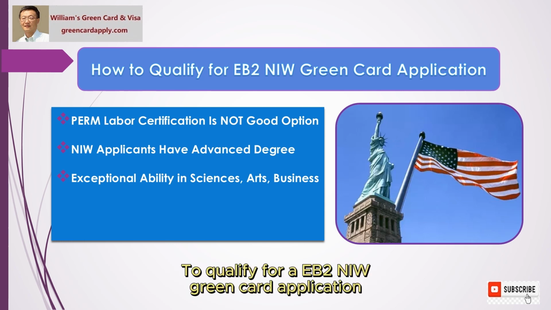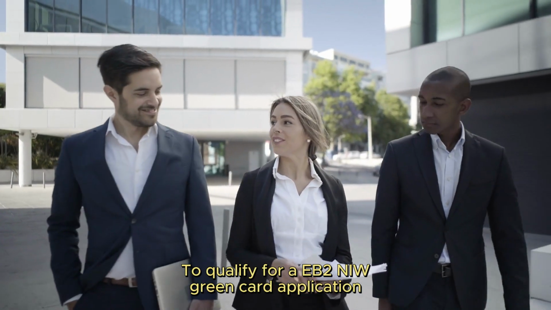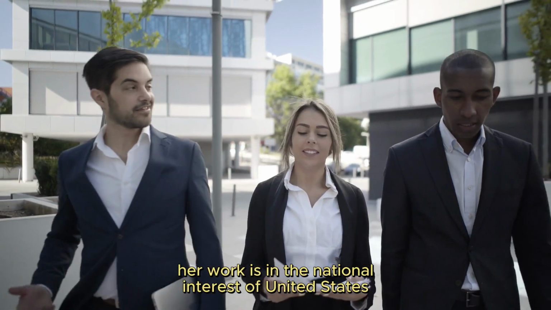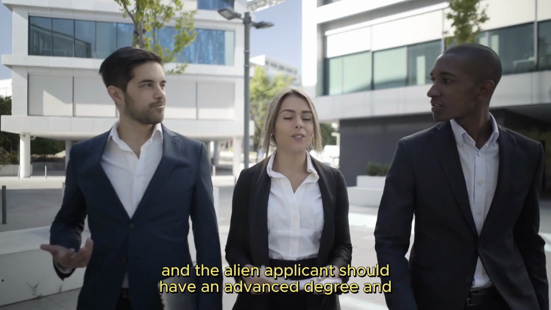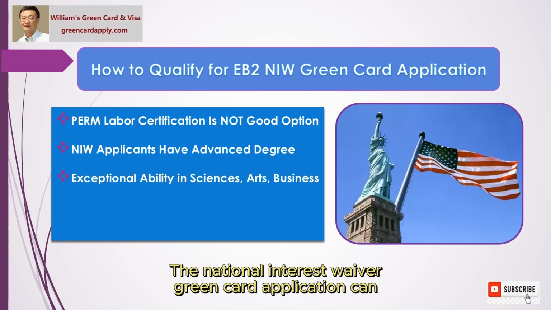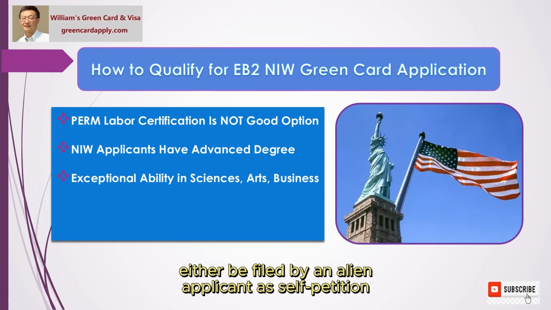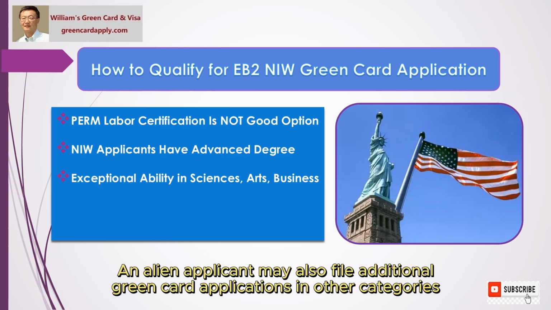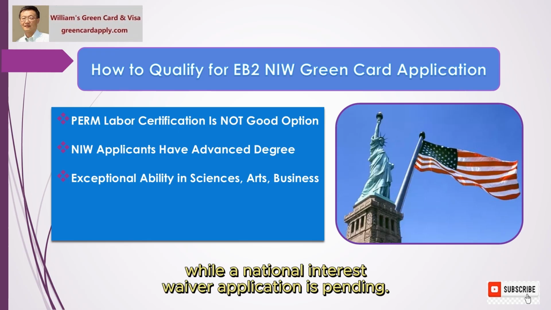To qualify for the EB2 NIW Green Card application, an alien applicant needs to demonstrate that his or her work is in the national interest of the United States, and the alien applicant should have an advanced degree and have exceptional ability in sciences, arts, or business. The National Interest Waiver Green Card application can either be filed by an alien applicant as a self-petition, or be sponsored by a U.S. employer. An alien applicant may also file additional green card applications in other categories, while a national interest waiver application is pending.